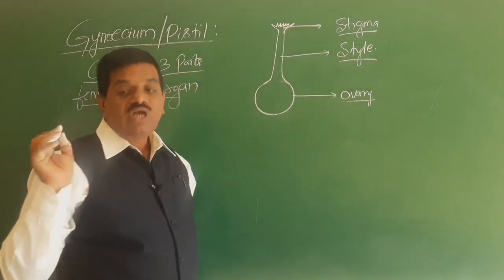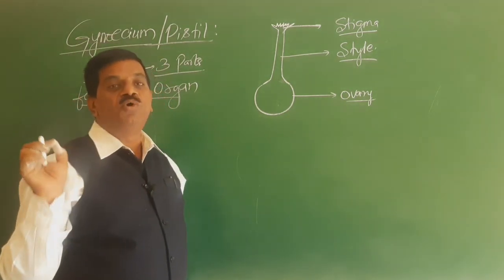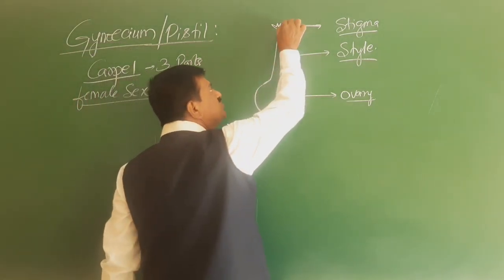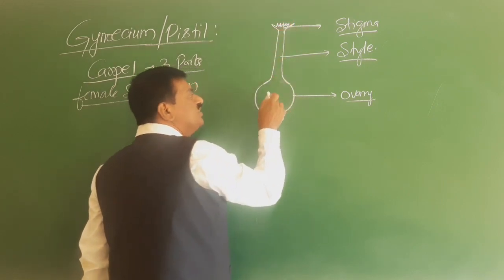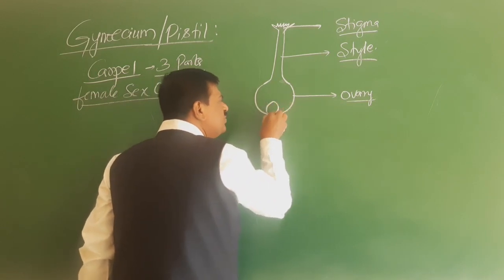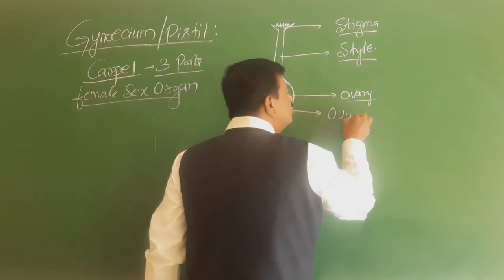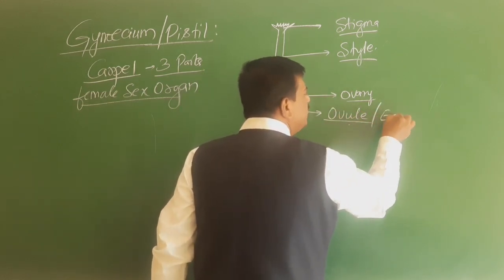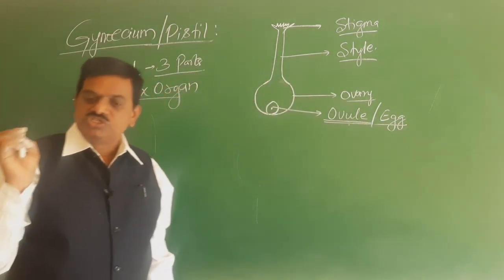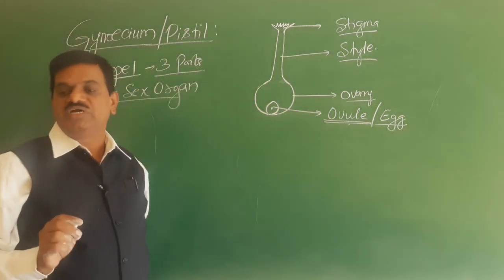This stigma always collects the pollen grains. Once the pollen grains are dispersed, they fall on the stigma, make their way and enter into the ovary. Inside the ovary, there is the female gamete, which is always called ovule. Even though it may be called egg or ova, the right word is ovule. So ovary, style and stigma are present.